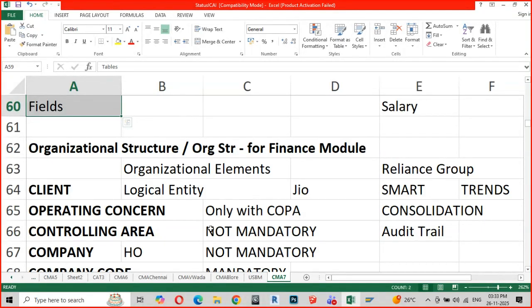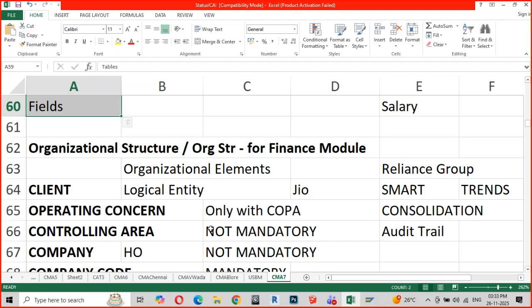Now, when we touch upon the finance module, or rather any of the modules, we always start with something called the org structure, or your organizational structure. For every module, client is your first entity. Client is the first and foremost, the primary information that you give.